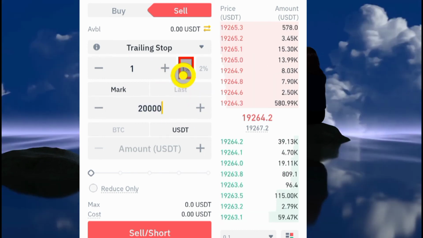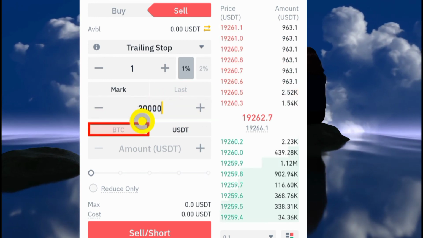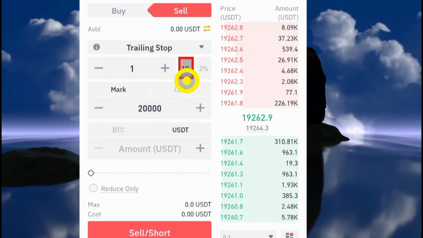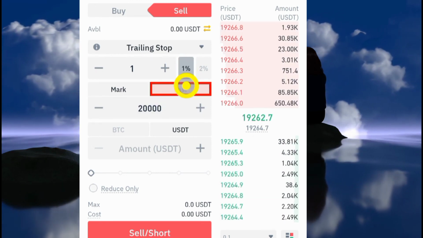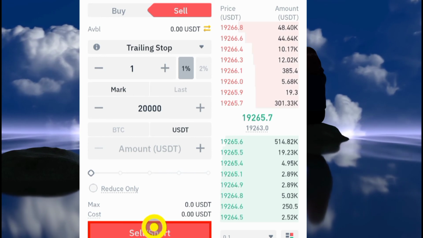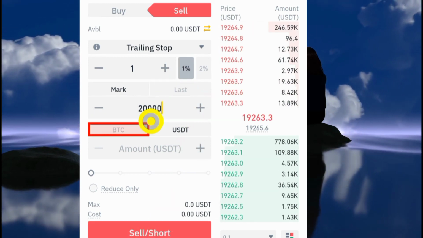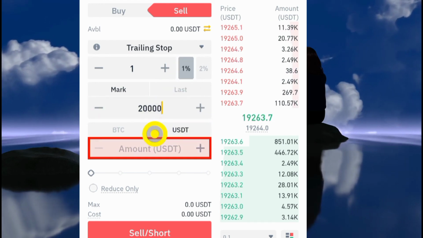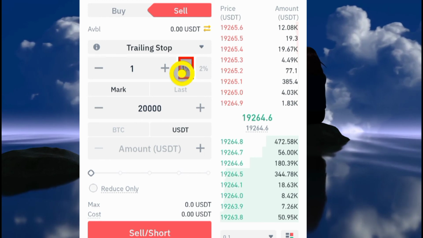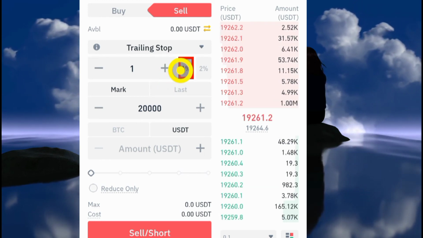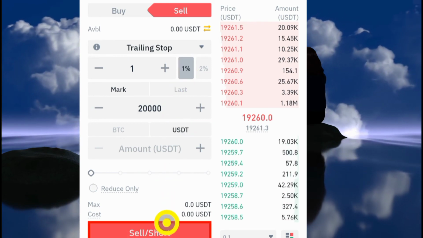The trailing stop never goes down, it follows the price as it goes, right? So if Bitcoin price increases to 21,000, the trailing stop is going to follow it. If it tries to go down below 1%, your Bitcoin is going to be sold. That means you're taking profit immediately. So if the price jumps up to 25,000, the trailing stop is also going to follow it up to 25,000. From 25,000, if the price tries to go down 1% below 25,000, your order is going to be filled, is going to be sold.